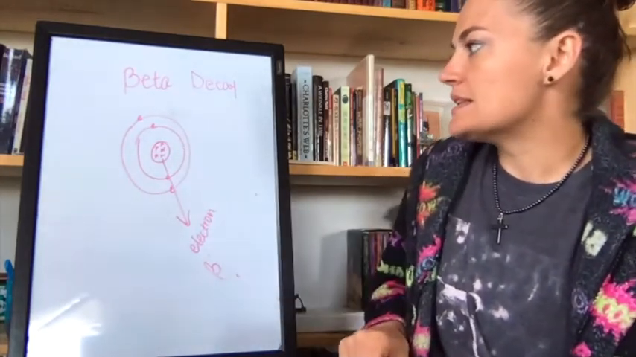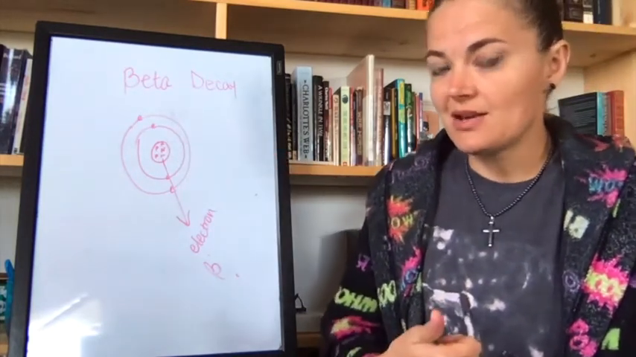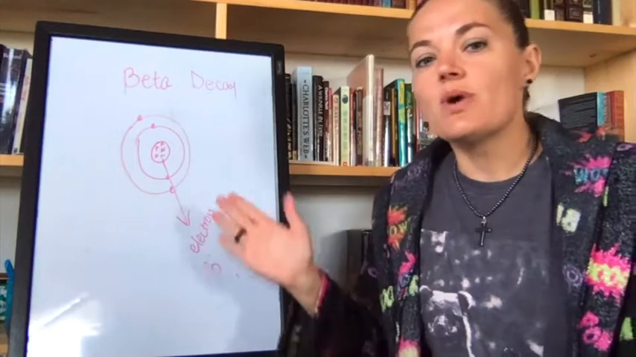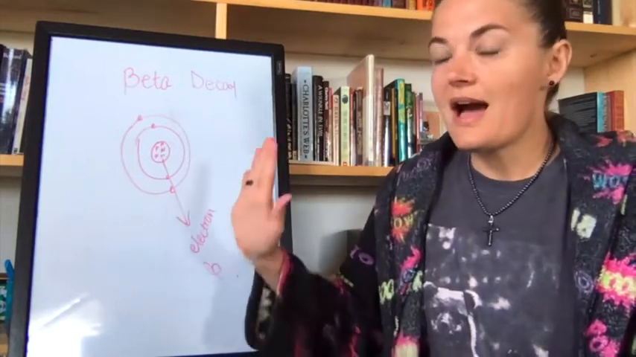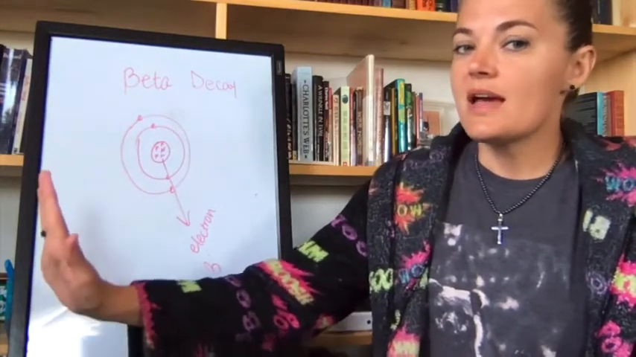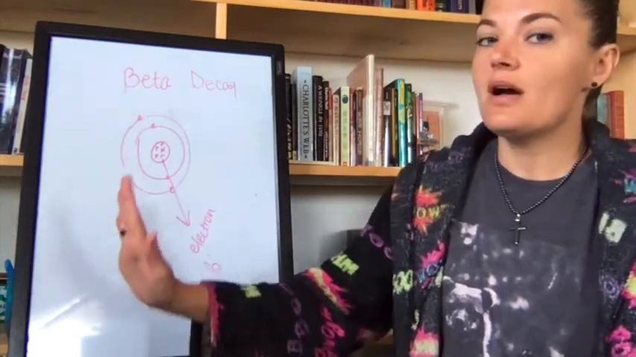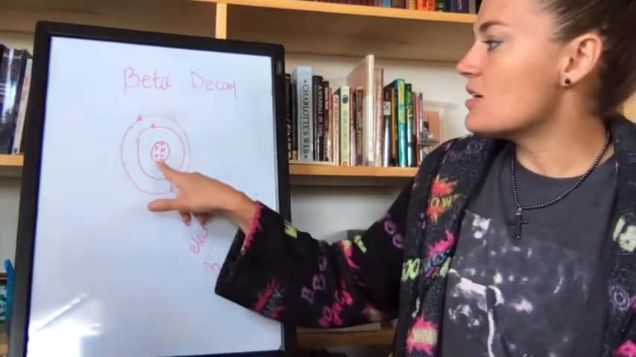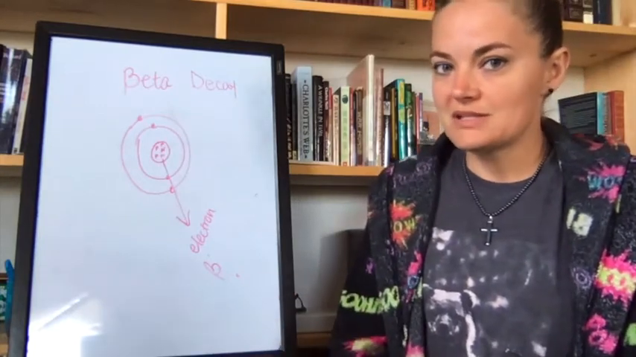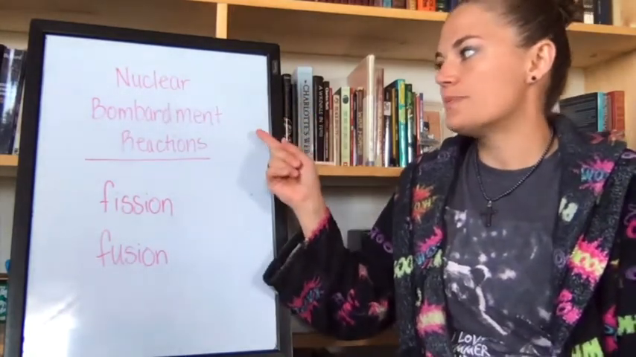But by doing this, it changes a neutron to a proton, so it's actually raising our atomic number. Again, changing what element this is. So when it underwent alpha decay, it lowered 2 atomic numbers, and therefore it was a different element. And now it's going up an atomic number because of gaining a new proton, and so now it is again a different element. The last thing that is important for you to understand is the idea of nuclear bombardment reactions.